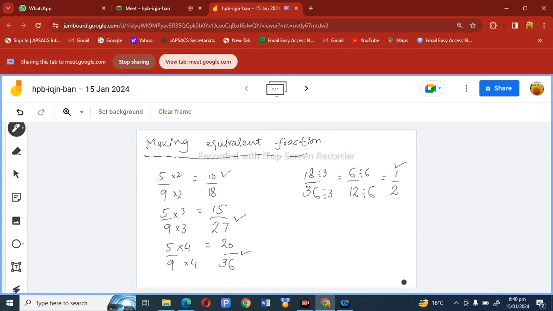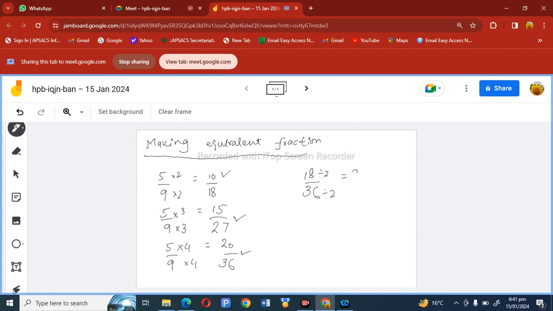In this case I have just directly divided it with 3, but I can also make 3 equivalent fractions if I start with 2. Okay, if in the question I'm asked to make 3 equivalent fractions, I will start dividing it with the smaller number, with 2. As you can see that the last digit is even, it means that both 18 and 36 are divisible by 2. So I'm going to divide the numerator and denominator with 2.